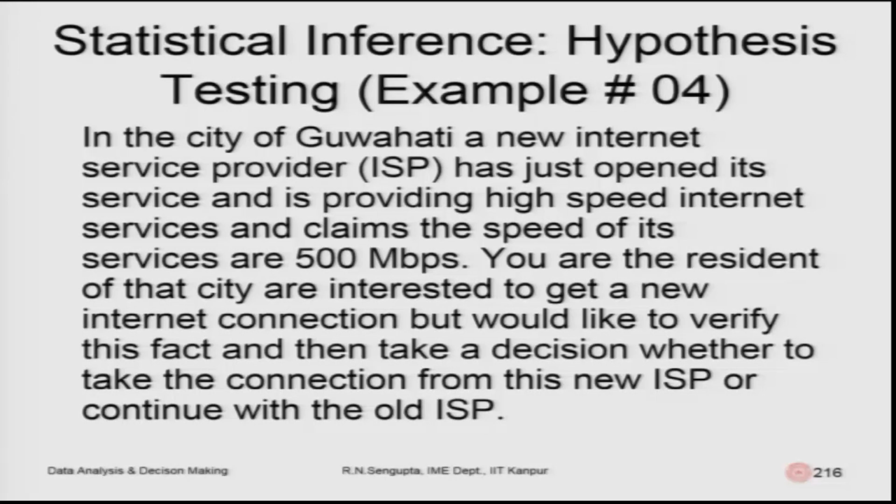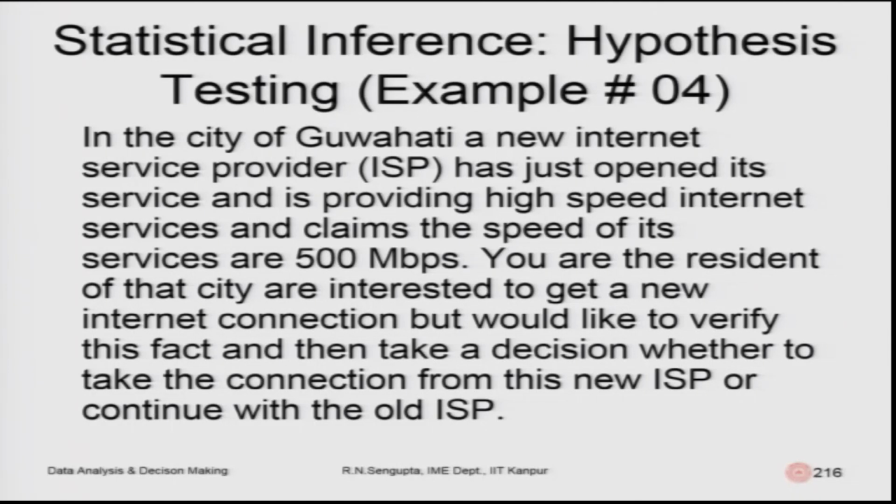Let us go to the fourth example. The example is like this: in the city of Guwahati, a new internet service provider, ISP, has just opened its services and is providing high speed internet services and claims the speed of its services is 500 Mbps. So, this is megabits per second. You want to find out whether the speed is 500 Mbps or not, which is the claim being made by the new service provider.